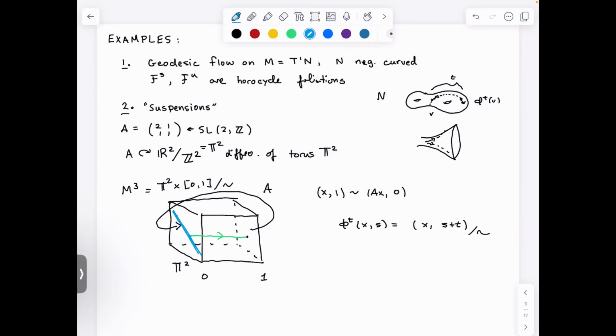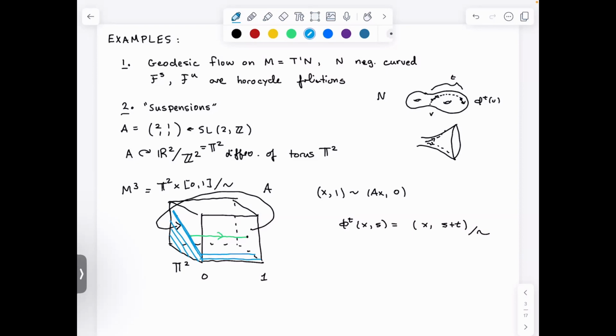So let's say first that I have two invariant foliations. If I take an eigendirection, this gives me a line field on my torus. I can take the product of that with the interval. Now I get a foliation on my three-manifold. And this is invariant, right?